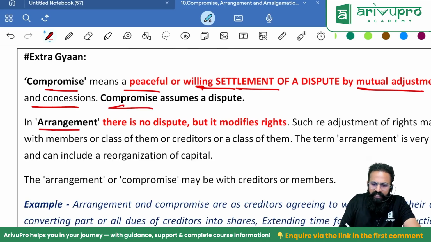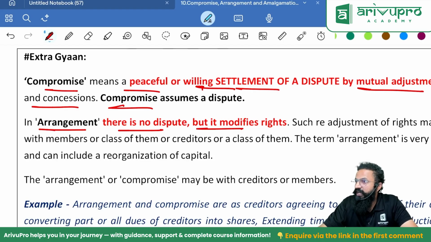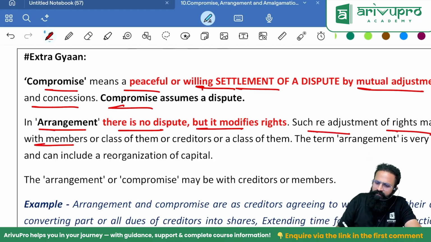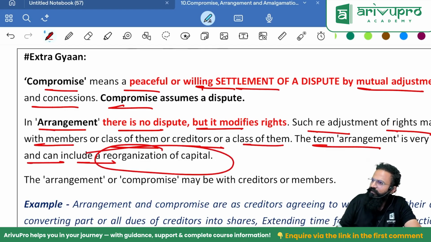And in an arrangement, there is no dispute, but it modifies the rights. Correct? DVR: you were getting some share, now you are getting some other share. The rights are also changed. Such readjustment of rights may be with members or class of them, or creditors or class of them. The term arrangement is very wide and can include a reorganization of capital also. Converting DVR into normal shares is considered an arrangement.